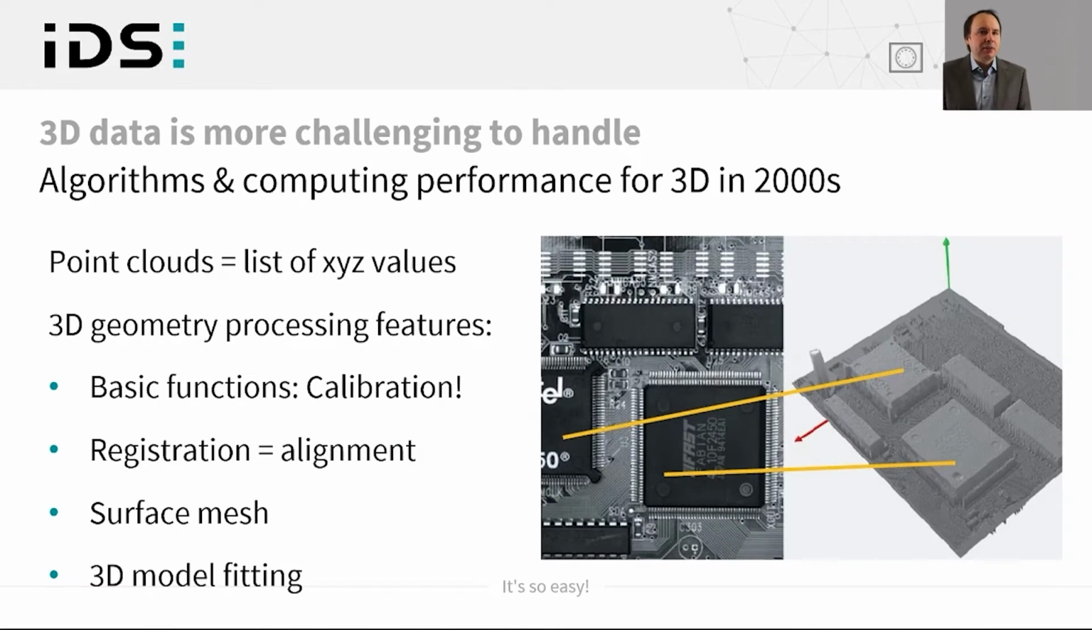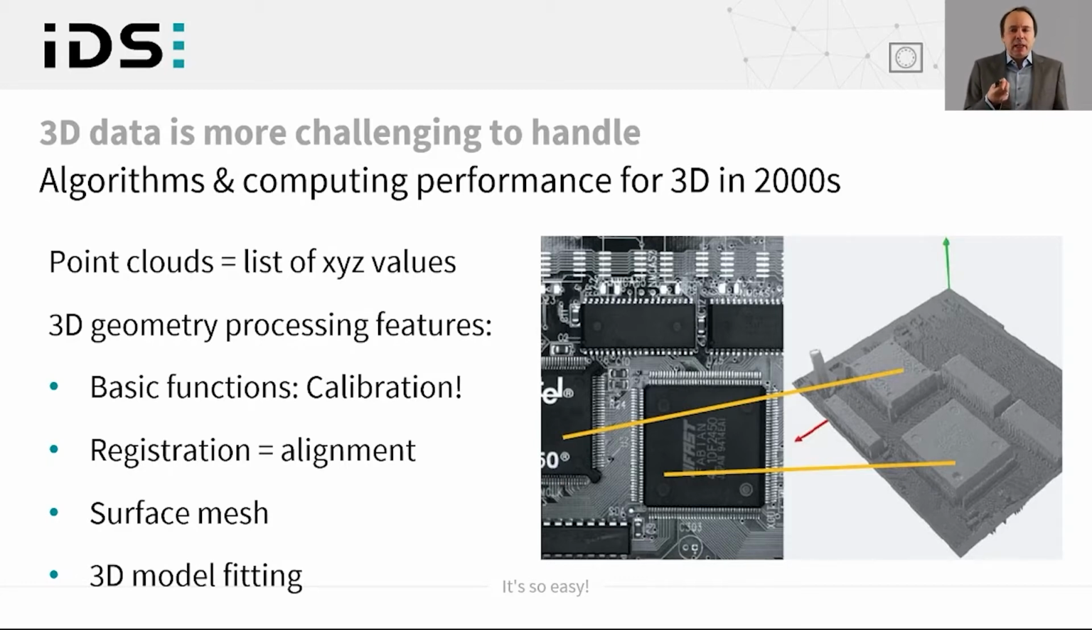Now let's look at the software side. 2D data can be stored and handled in pixel arrays of gray values or RGB values. This format can also be used to store one value, namely for example, a distance value, and then we call this a height map.